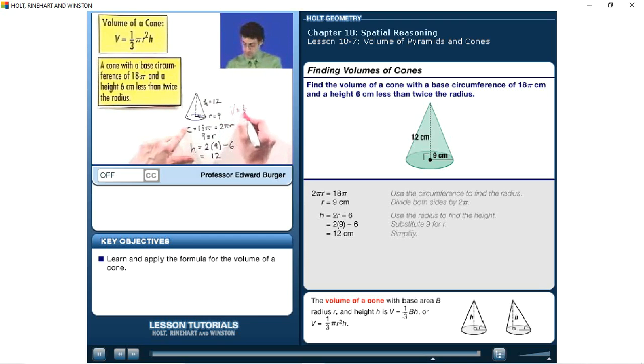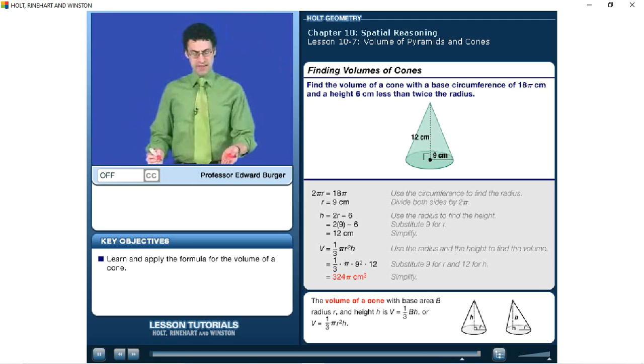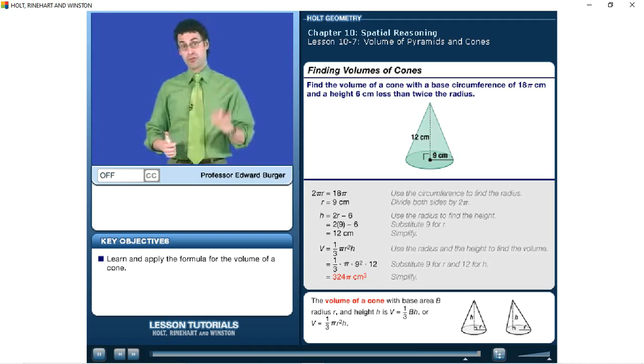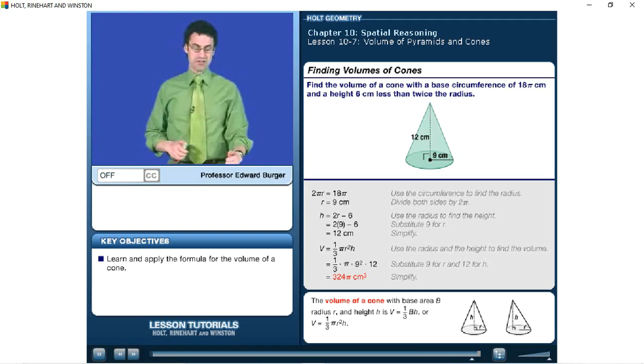I can actually compute the volume now directly. It's 1/3 pi r squared times the height, which is 81 times 12. And if we simplify, we see 324 pi, and the units are centimeters cubed. No problem. So even when the information is camouflaged, our first task is to actually find the radius and find the height, and then we can use the formula for the volume of a cone to find its volume.